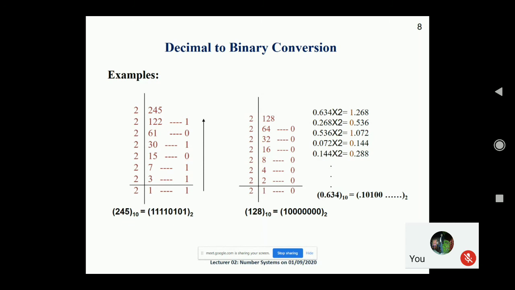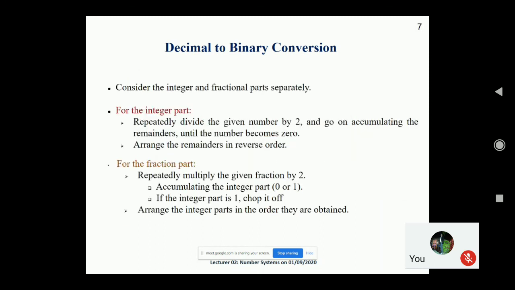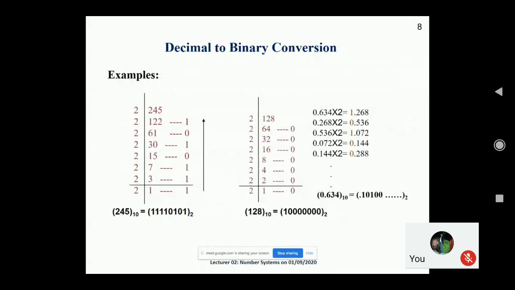Now what is the next process? The next process is to arrange the remainders in reverse order. We come from top to bottom, and reverse order means we count from bottom to top. So we start with all the ones. From bottom to top, 1, 1, 1, four ones are there, then 0, 1, 0, 1. When you get this binary number, you can cross-check by multiplying with powers of 2, and automatically you get 245.